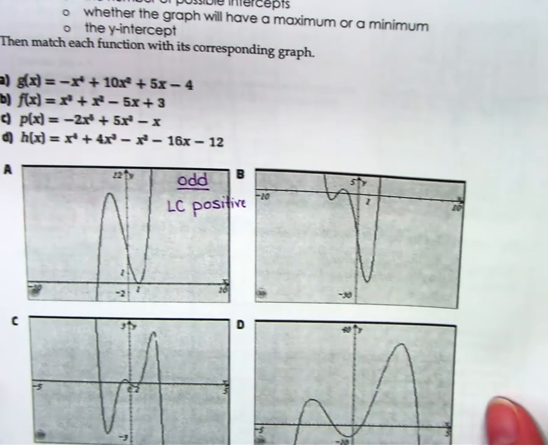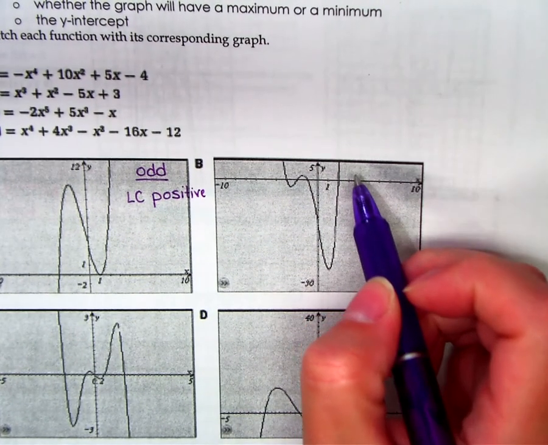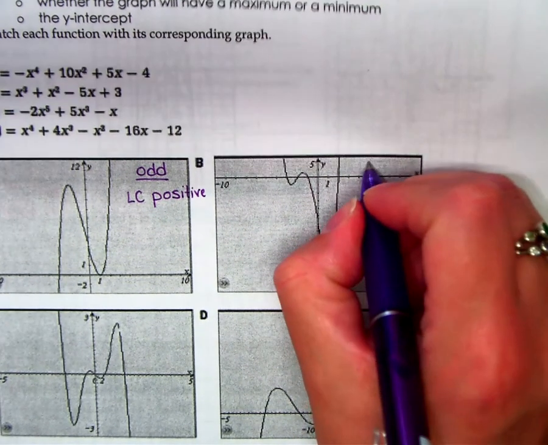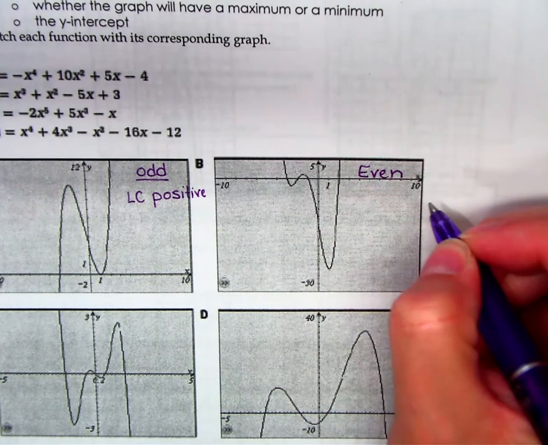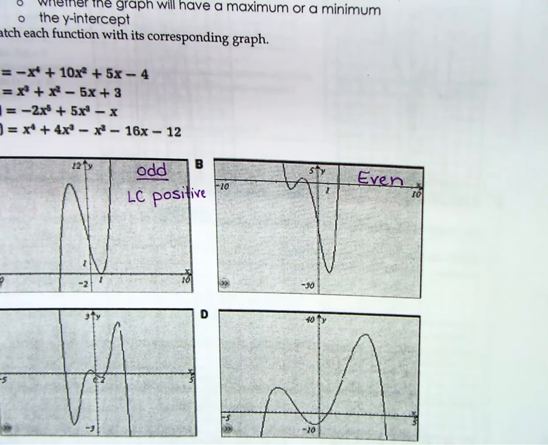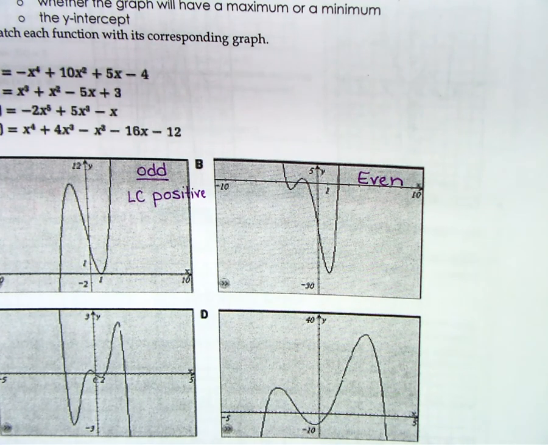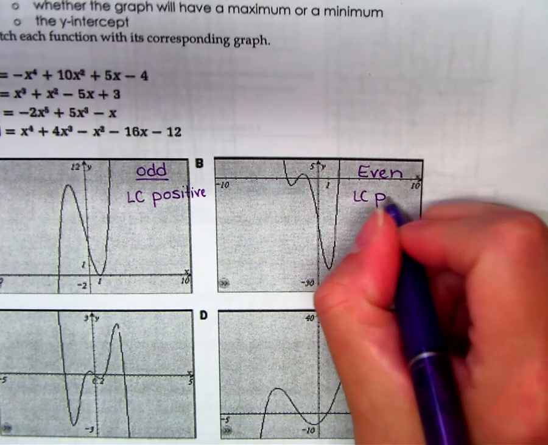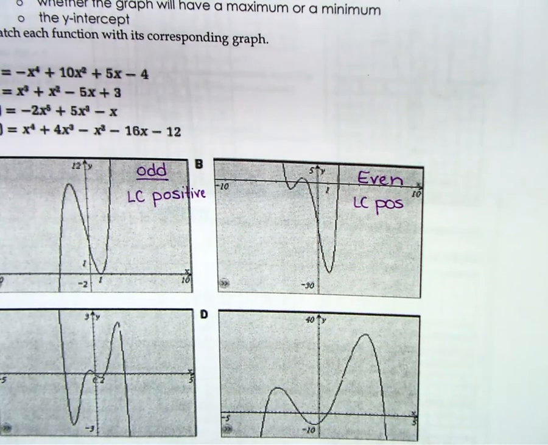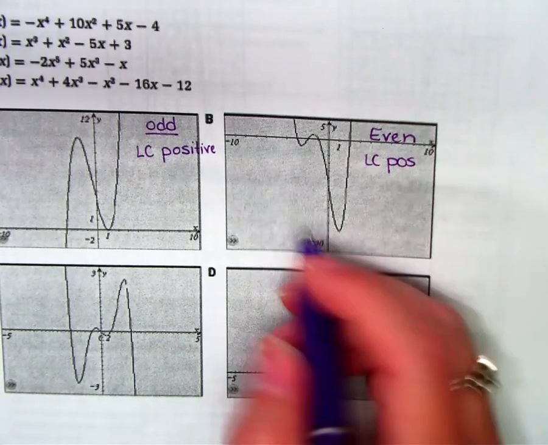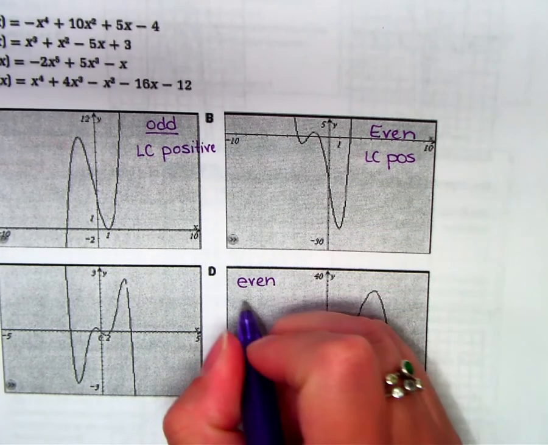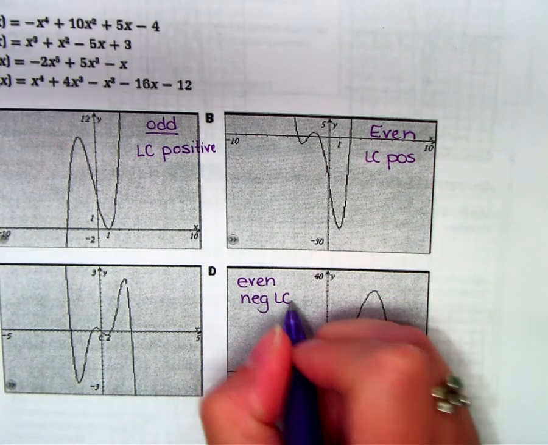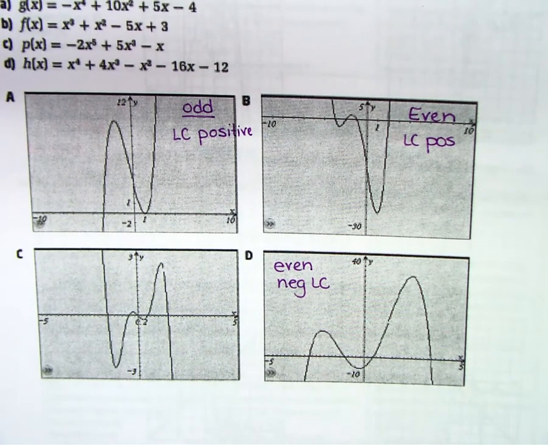Is it odd or even? Even. It's even, because the arms are doing the same thing, right? The arms are ending both up. Okay, so is the leading coefficient positive or negative? It's positive. Yep. Think about your parabolas, right? So D can be negative because it's going down. So D would be an even function, but with a negative leading coefficient.